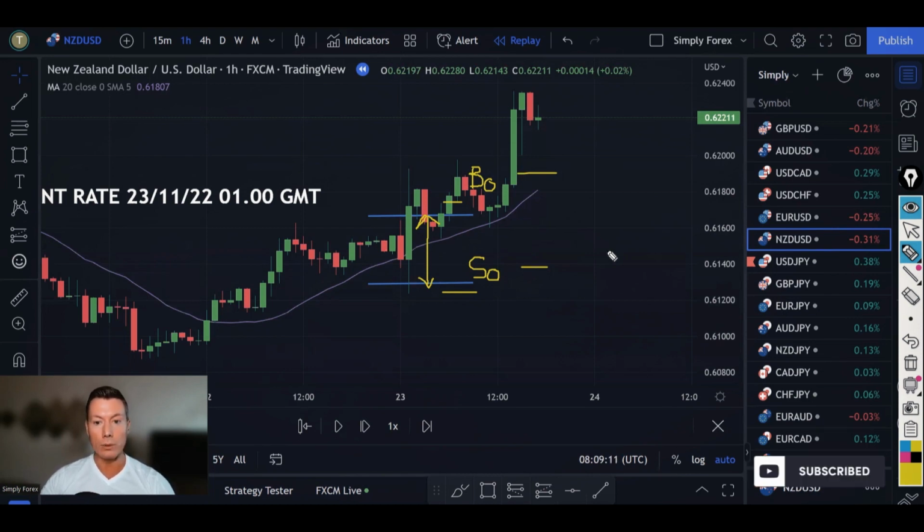All right, guys. So yeah, simple news strategy. I just wanted to show you a successful one, a muted one, and an unsuccessful one. So you get an idea of how this strategy works, guys. All right. But yeah, if it trends strongly, this can be a really profitable strategy, guys.